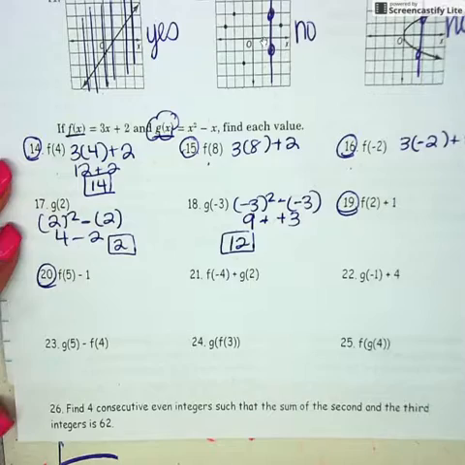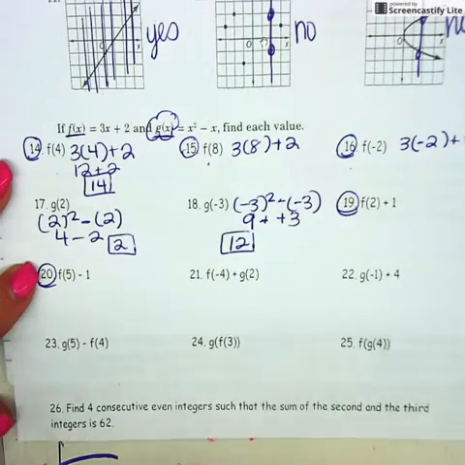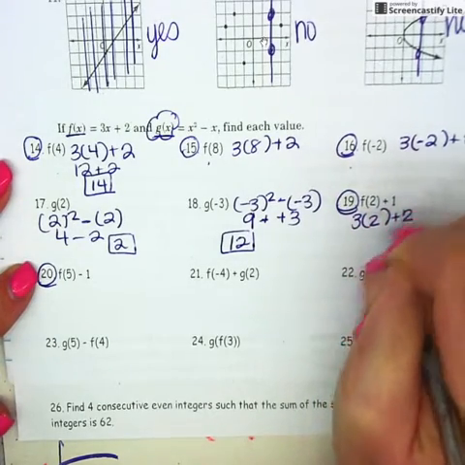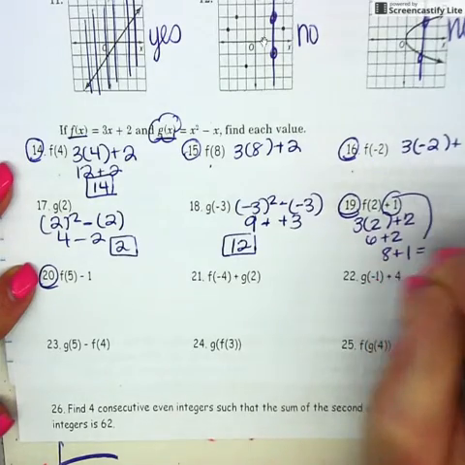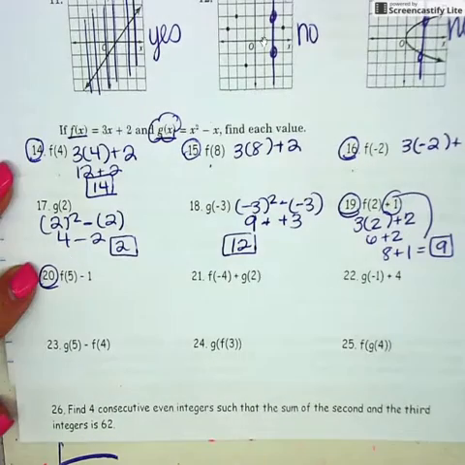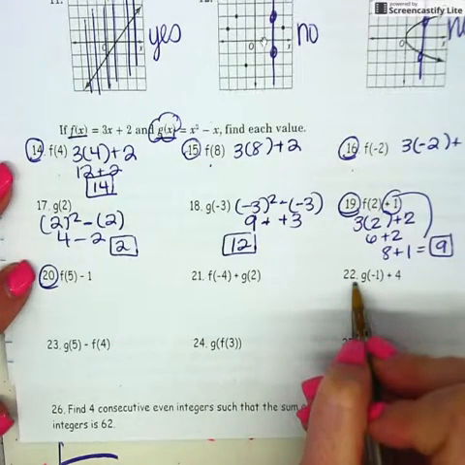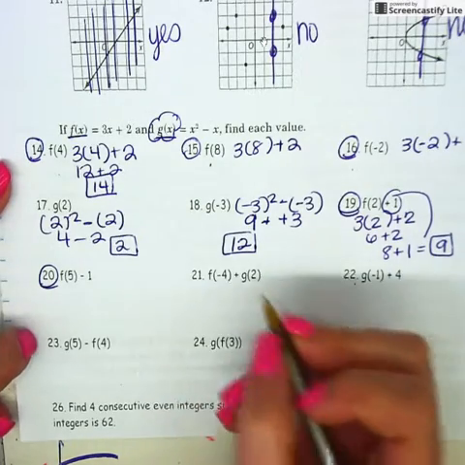All right, I'll do number 19, which is very similar to number 20 and 22. So for 19, I'm going to do f of 2 first. So 3 times 2 plus 2. 6 plus 2 is 8. And then I'm going to bring down my plus 1, making that 9. That's the same way you'll do number 20 and number 22. 21 and 23, you just do individually.